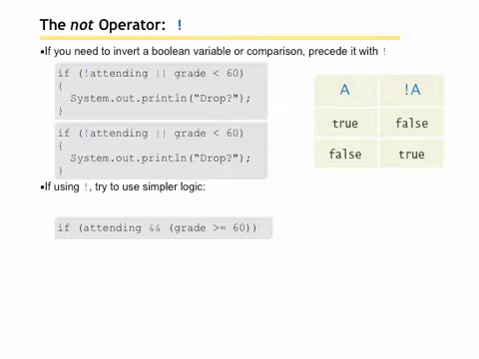The not operator simply negates the expression, meaning it gives the opposite of it. So if the expression A is true, not A would be false. If the expression A was false, not A would be true. So if attending is a Boolean variable, if not attending or grade less than 60, we're going to output drop. That means that in this example, perhaps a student is not attending class or their grade has dropped below 60%.